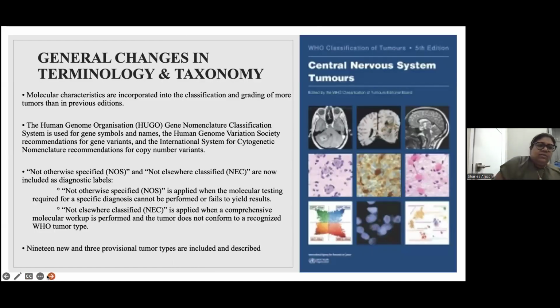So the molecular characteristics are incorporated into the classification and grading of more tumors than in the previous editions, and the Human Genome Organization, or HUGO, gene nomenclature classification system is used for gene symbols and names, and the Human Genome Variation Society recommendations for gene variants and the International System of Cytogenomic Nomenclature recommendations for copy number variants. 19 new and 3 provisional tumor types are included and described.